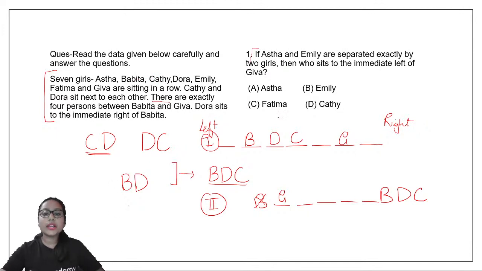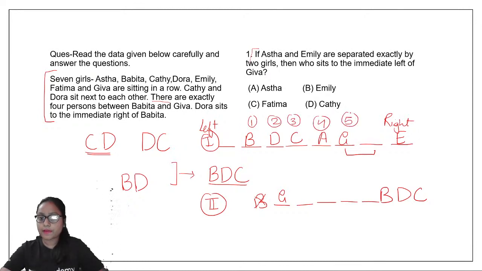So the only possibility is that Astha can sit here and Emily could come here, because there are 2 people between Astha and Emily, right? So do we have 7 positions filled? 1, 2, 3, 4, 5, 6 and 7th. Yes, so this is a possible arrangement for us. Now let's try to fill this here. Between Astha and Emily, can I enter this information here?